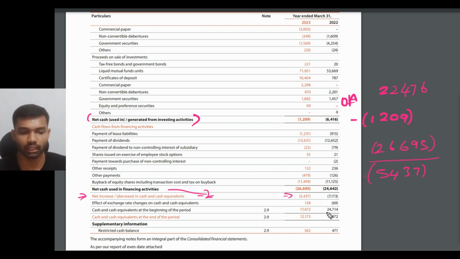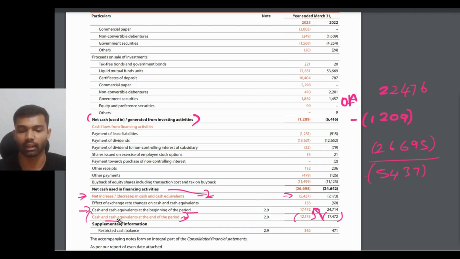If you see here, we already have the existing cash of 17,472 crores from the previous year. We can consider this as the cash and cash equivalents at the beginning of the period. If we subtract the 5,437 from the 17,472, we get the net cash and cash equivalents of 12,173 crores.